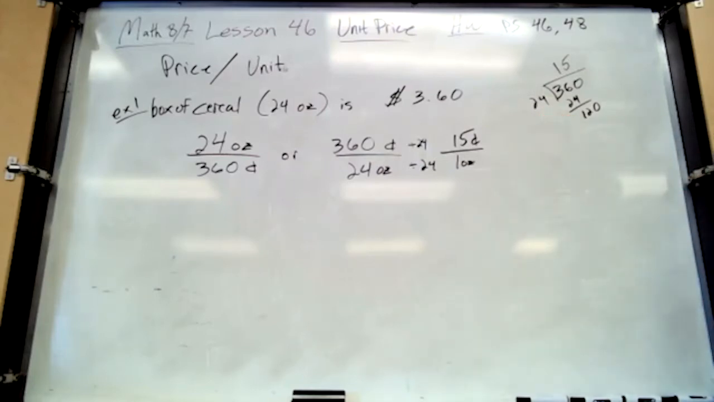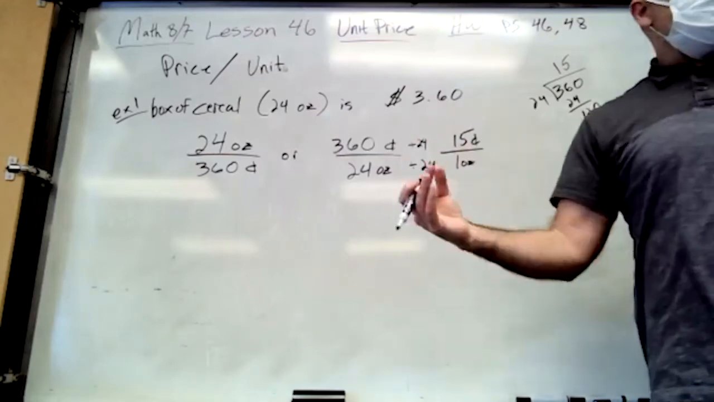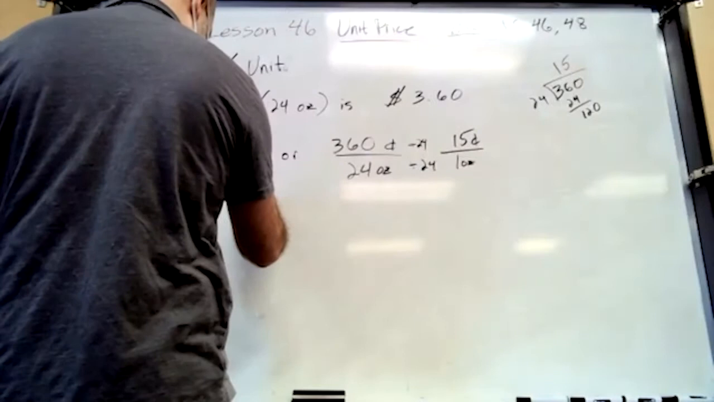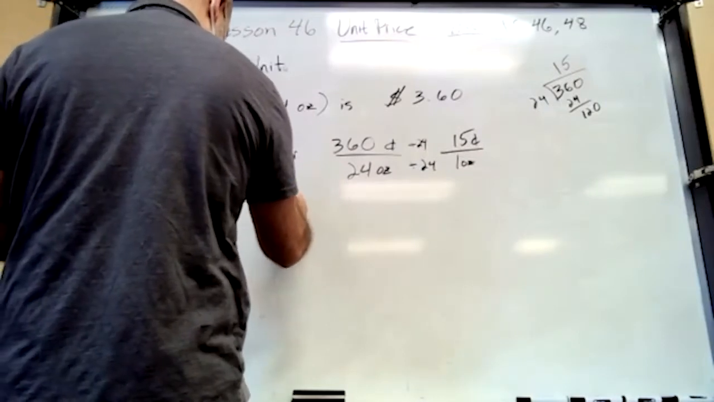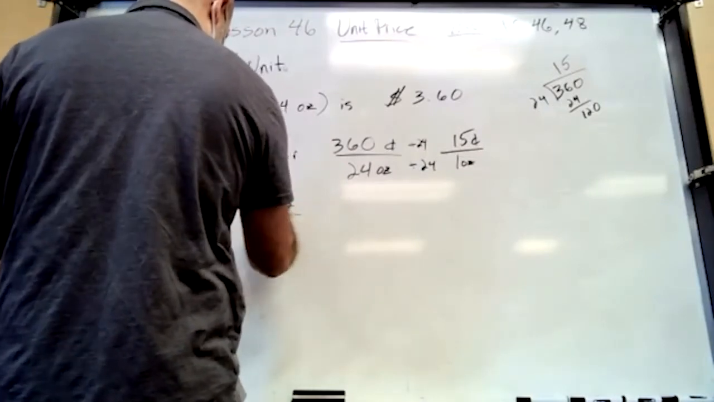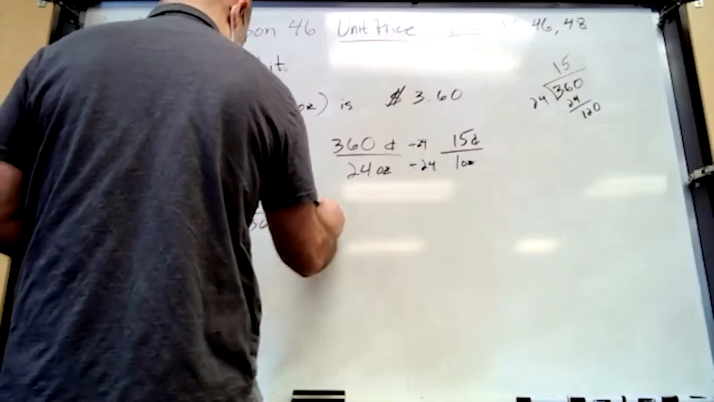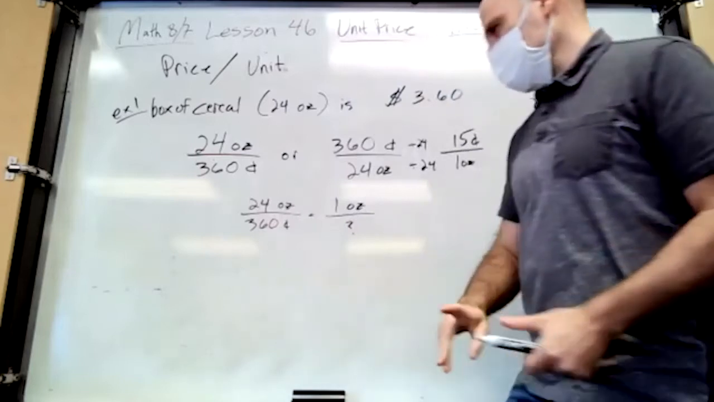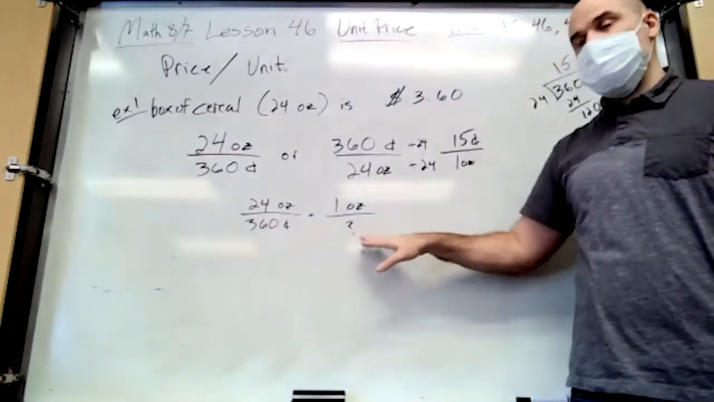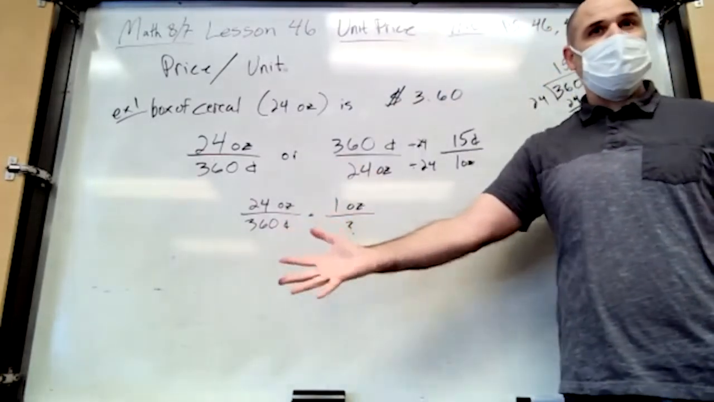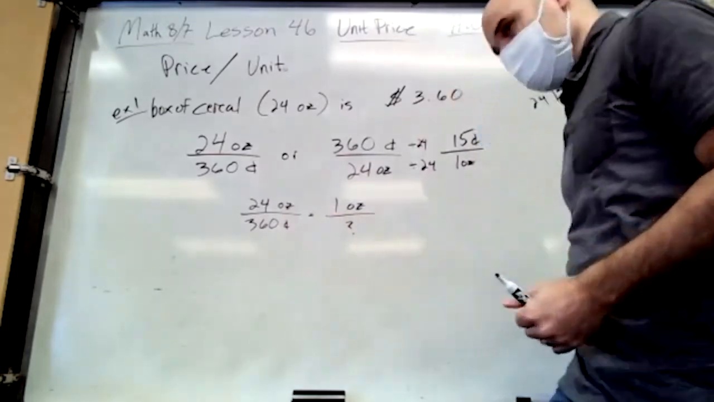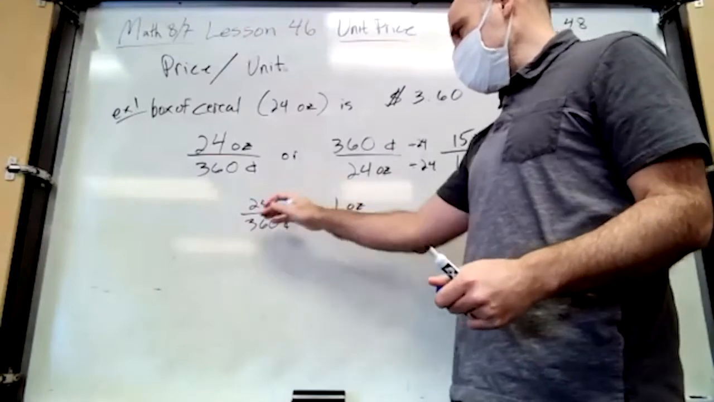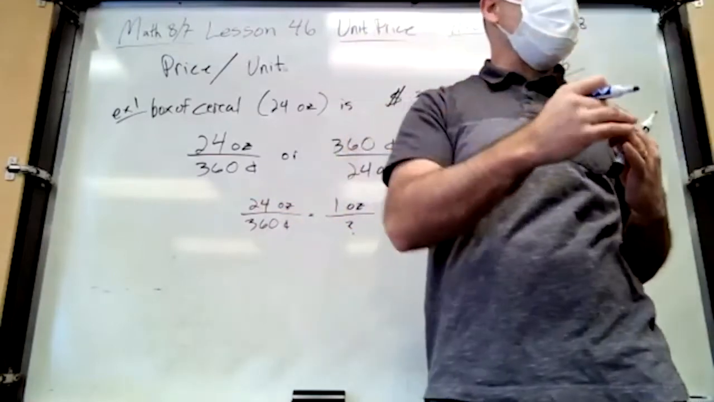So 15 cents per ounce. Now there are different ways you could do this. You could create a little proportion. If I want to say 24 ounces over 360 cents equals 1 ounce over a question mark, how would you find that missing number? What do you do here? There are different options. Adeline, don't you do the fish method? Fish method would work. Remember, the fish method is just multiplying the only two diagonal things that you can.